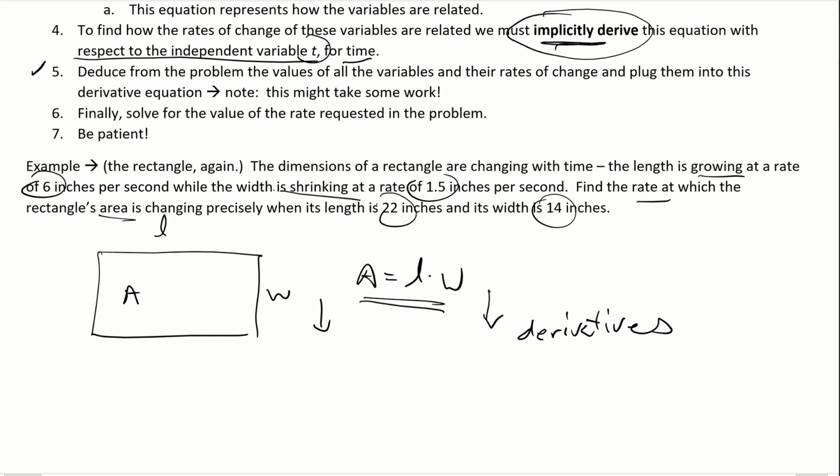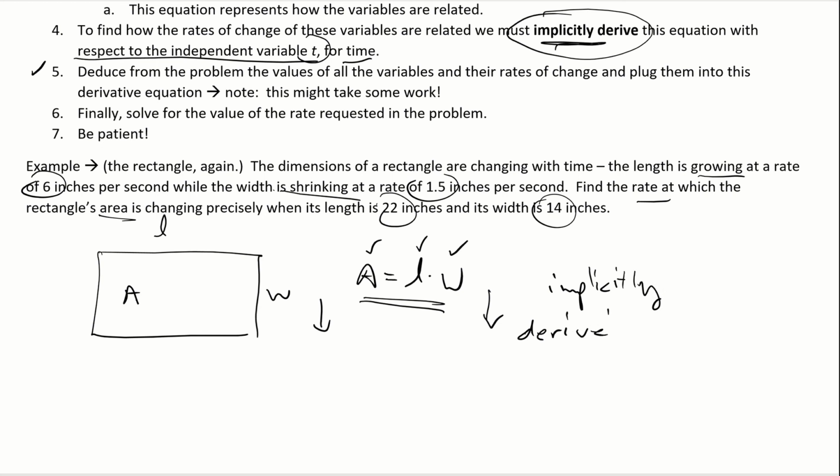Now here's the thing that's kind of cute. On the last one we did in a previous lecture, the width was held at 12. This time the width is also changing. So we're looking at 3 different variables, all changing with respect to time: the area, the length, the width. So we implicitly differentiate this guy. Derivative.